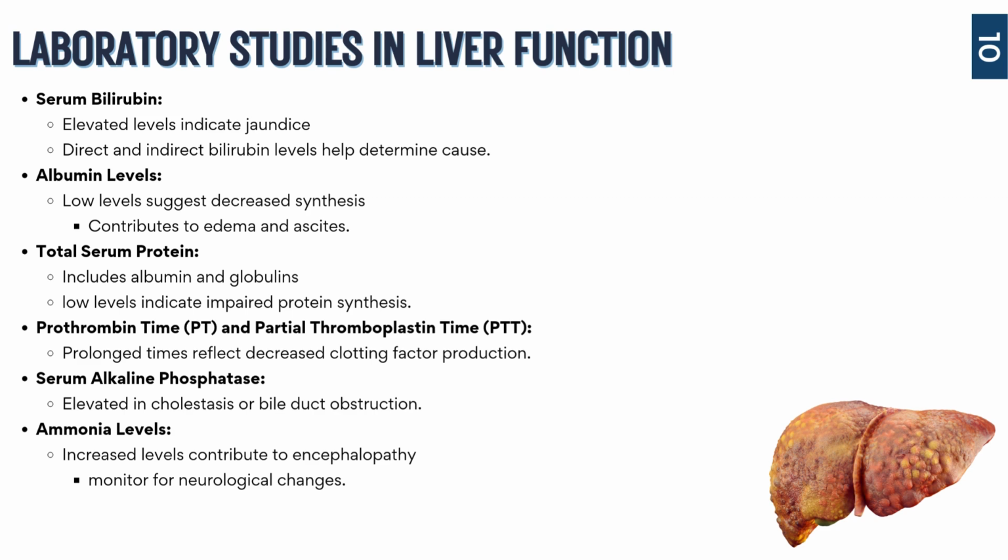So lab studies. Okay. Elevated serum bilirubin levels lead to jaundice. So when they have elevated bili, you probably remember that from peds, right? Or OB, whenever you learned about babies. Jaundice, and it can help differentiate between hepatocellular and obstructive causes. Okay. So if their bilirubin is elevated.